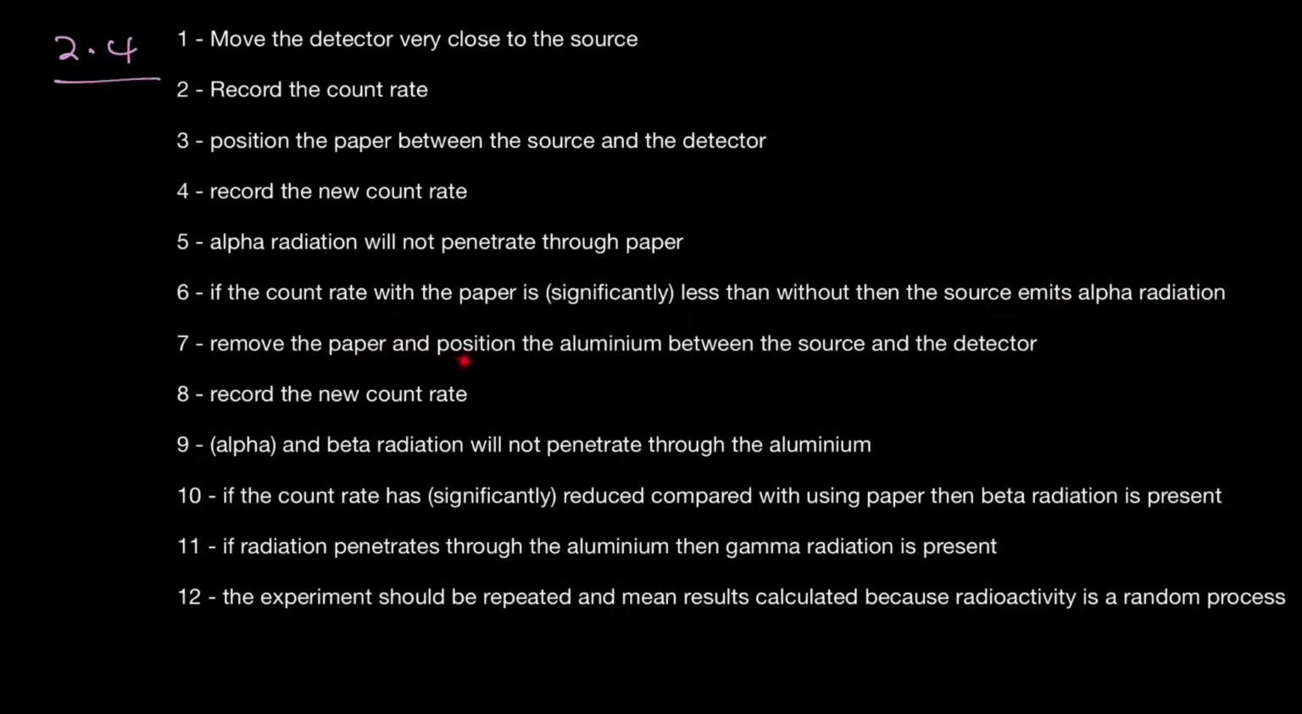Remove the paper and position aluminum between the source and the detector. Record the new count rate. Alpha and beta radiation will not penetrate through the aluminum. If the count rate has significantly reduced compared with using paper, then beta radiation is present. If radiation penetrates through the aluminum, then gamma radiation is present. The experiment should be repeated and the mean result calculated because radioactive decay is a random process.